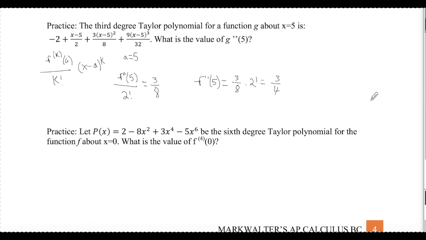Oh, we don't have to scroll down. All right. Let's take a look at this one. We have another polynomial. This one's a 6th degree Taylor polynomial for the function at x equals 0. What is the value of the 4th derivative? So don't be thrown off. Sometimes we end up with Taylor series whose terms are destroyed.